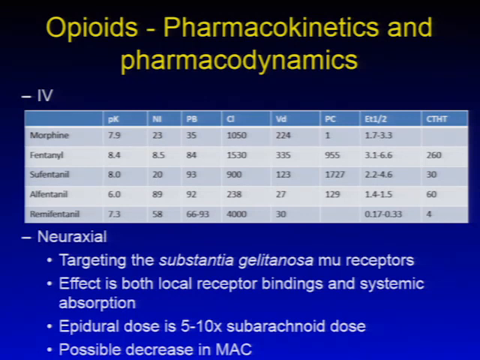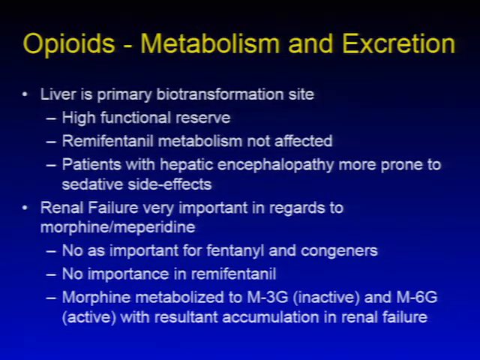The neuraxial pharmacodynamics, these agents target the substantia gelatinosa mu receptors. The effect is both on local receptor binding as well as systemic absorption. The epidural dose is typically about 5 to 10 times the subarachnoid dose, and you may see a possible decrease in the mean alveolar concentration of your inhaled agents.